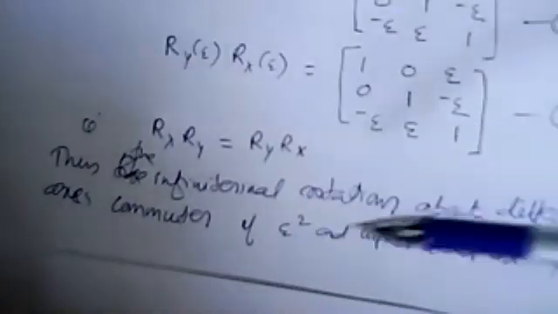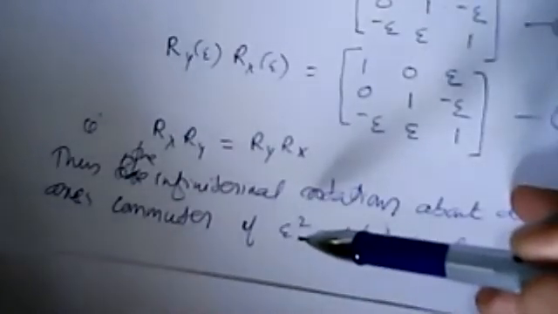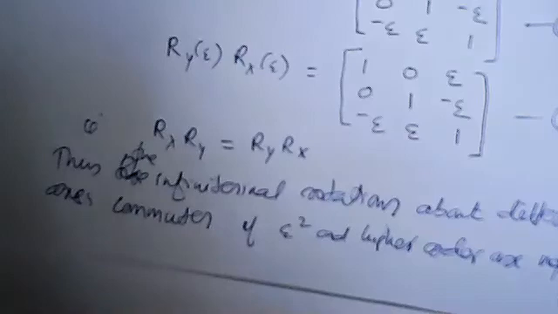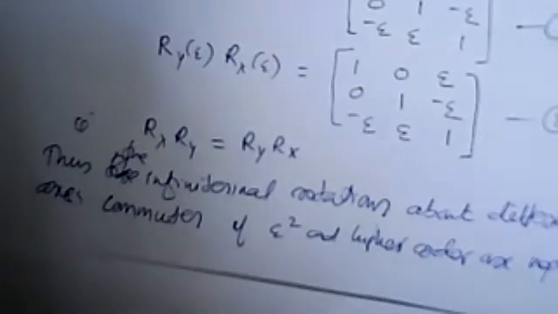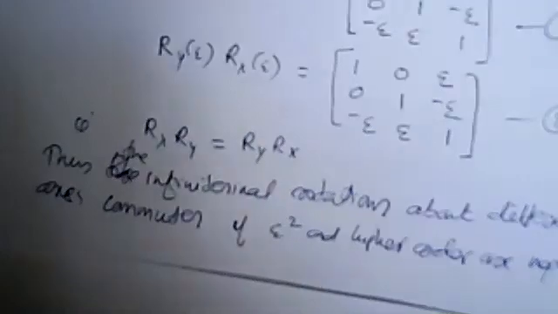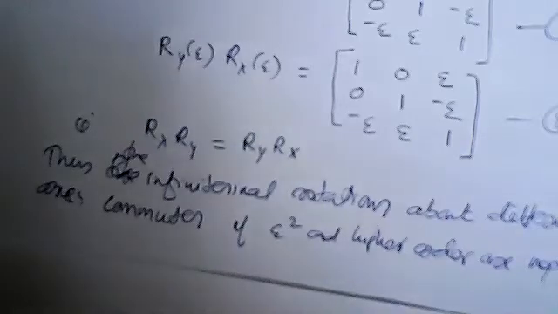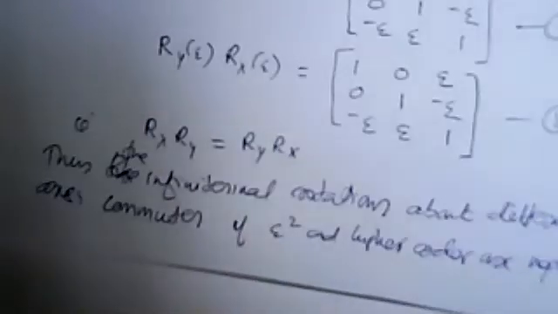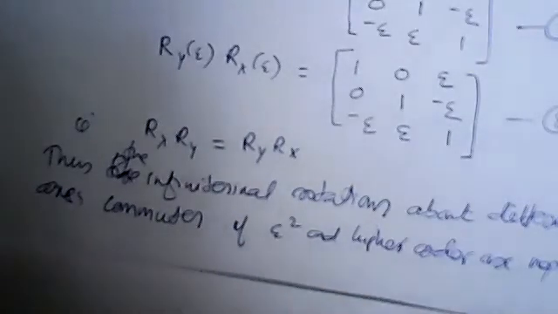Okay, only if you neglect the epsilon square and higher terms, not otherwise. You don't neglect epsilon square, it is not equal. So if you do a very fine rotation, very small rotation about different axes, they will commute. Not for finite rotation, but for infinitesimal rotation. Our final conclusion is, really infinitesimal rotations about different axes will commute with each other. Okay, I think that is clear.